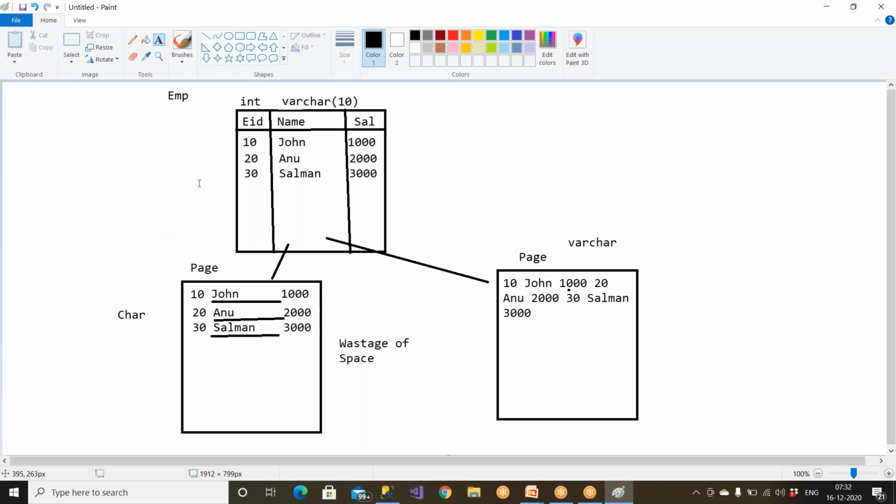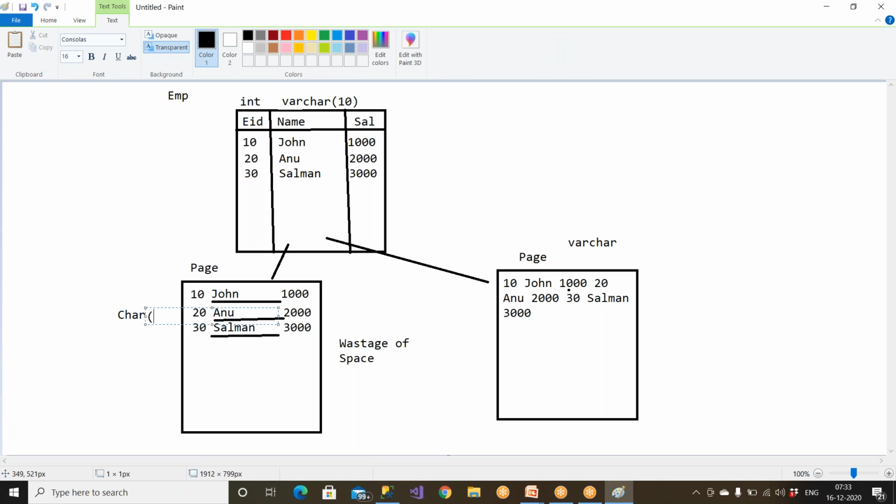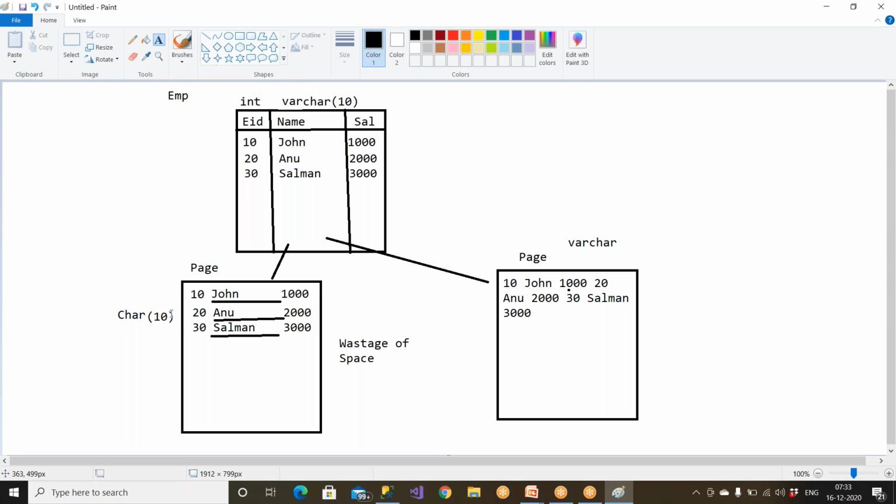Clear? See, varchar or character 10 means what? The maximum you can store is 10 characters. You cannot cross more than that. That means you can have one letter or up to 10 letters. So in this case, I have stored only 3 letters, but the maximum you can take is 10 characters. That is the meaning of character 10.